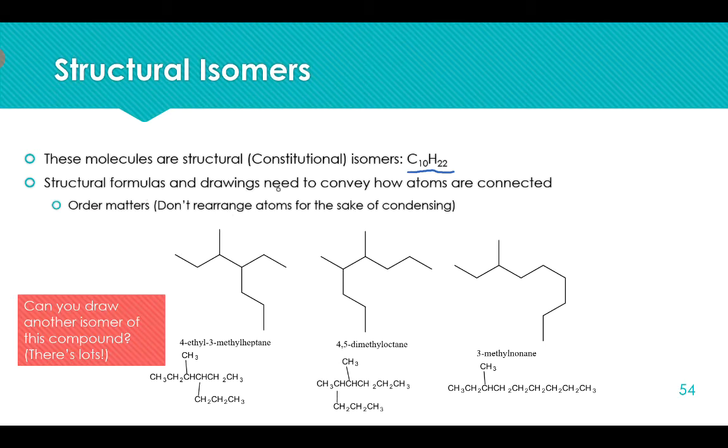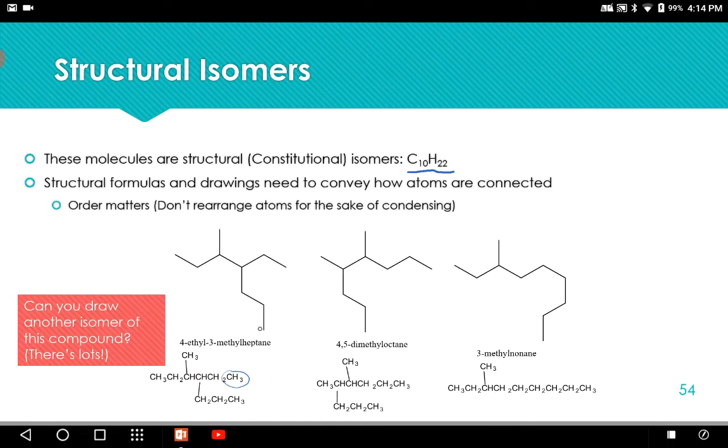So the structural drawings need to convey how the atoms are connected together. And so the order matters. When you're trying to write out your condensed structural formula, you do need to convey what's bonded to what. You can't merge all the CH3s together when they're not bonded together.